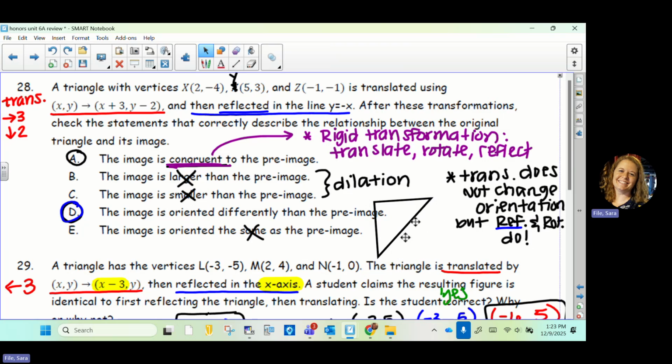Okay. So I don't know if seeing that triangle move around helped you or not, but if you have a translation, then a reflection, it stays congruent, but the orientation is different because of the reflection. Not because of the translation. If it was just a translation, it would have been oriented the same. I mean, at the same angle or degree.